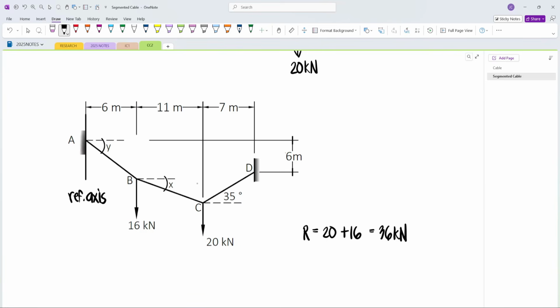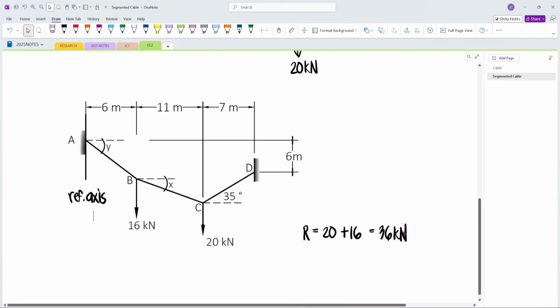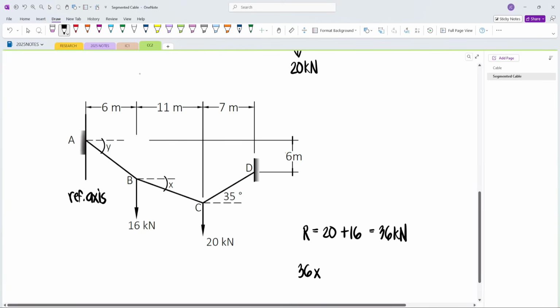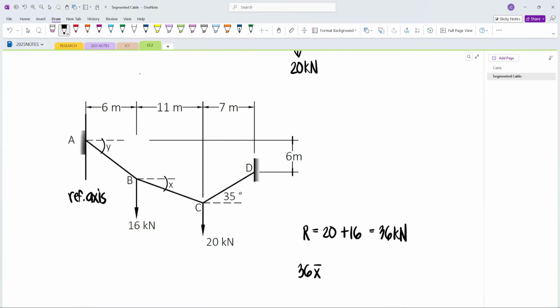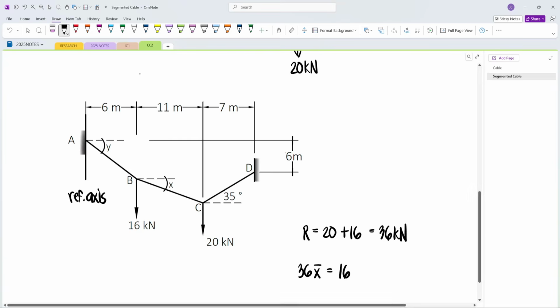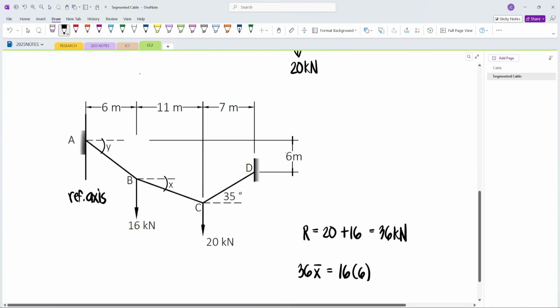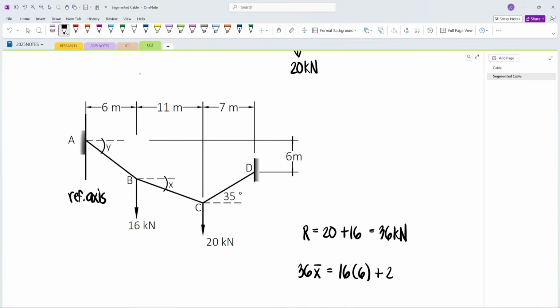From point A, solve natin yung distance ng resultant, measured from point A. So, by Varignon's theorem, we have resultant times, let's say, bar x is equal to 16 kN times the distance going to the reference axis, we have 6 meters, then plus 20 kN, then yung distance niya from the reference axis is 11 plus 6, which is 17.